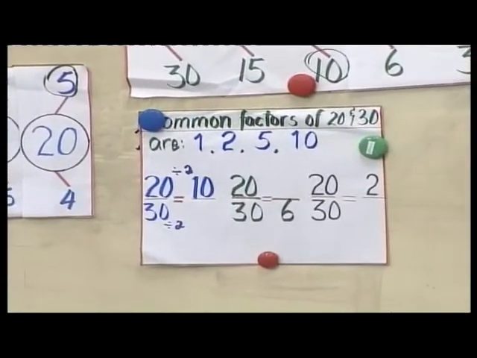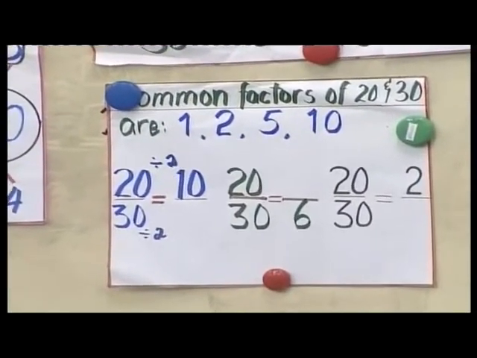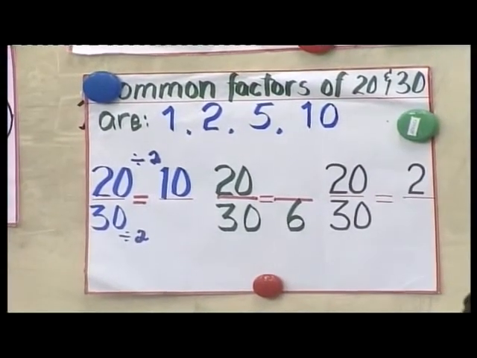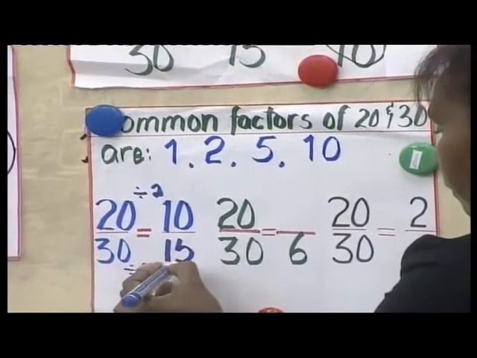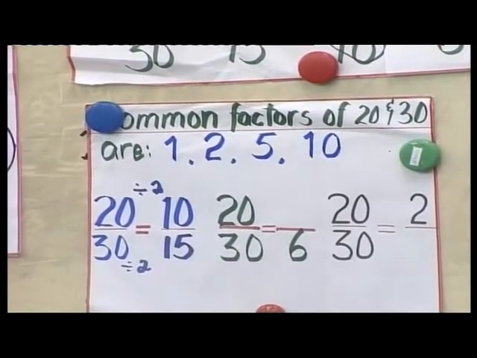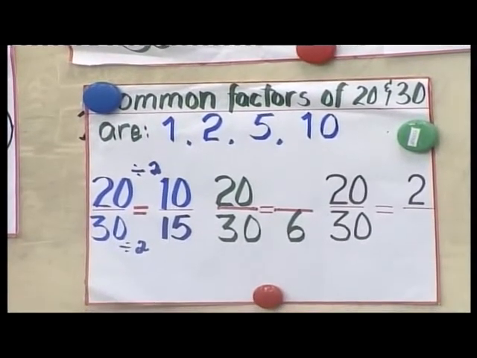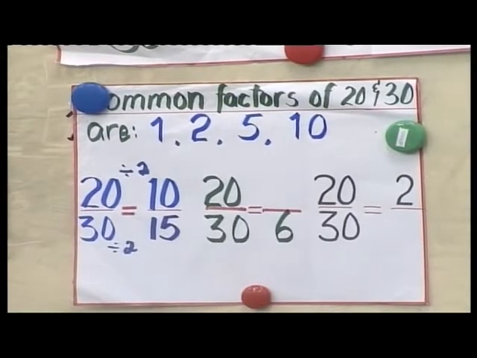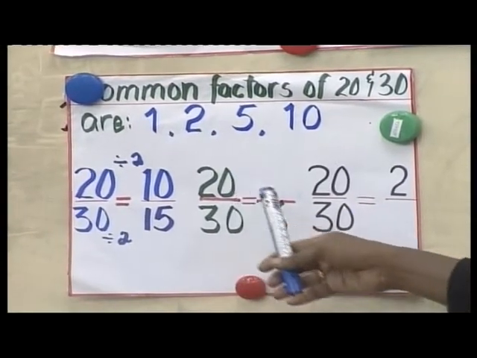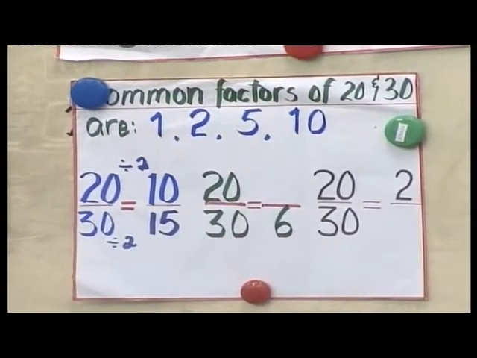Vanessa? 15. Is it correct? Yes. 30 divided by 2 is 15. That is the first equivalent fraction to 20 over 30. Let's go on to finding another equivalent fraction to 20 over 30.